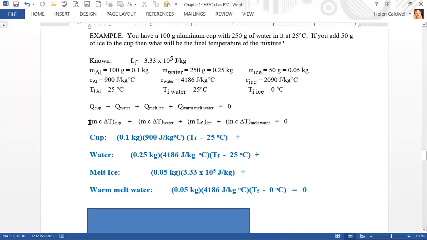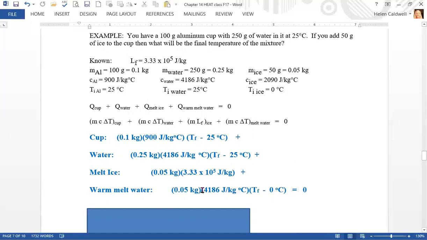So the mass of the cup, MC delta T cup, so 0.1 kilograms. The cup is aluminum, so 900 joules per kilogram degrees Celsius times T final minus 25 degrees Celsius. Plus, now for the water, 0.025 kilograms times 4,186 joules per kilogram degrees Celsius times T final minus 25 degrees Celsius. Plus, to melt the ice cube, it's 0.05 kilograms multiplied by 3.33 times 10 to the 5th joules per kilogram. Plus, you have to take that little melted ice cube, that little puddle of 0 degrees water, and change its temperature. So 0.05 kilograms multiplied by 4,186 joules per kilogram degrees Celsius times T final minus 0 degrees Celsius.